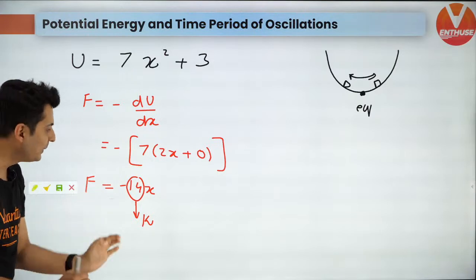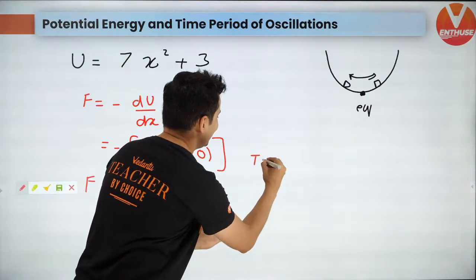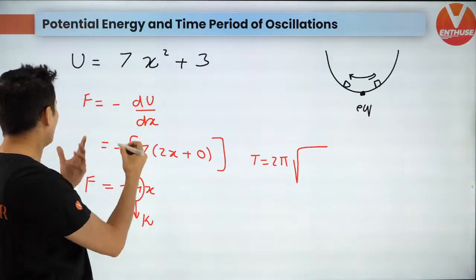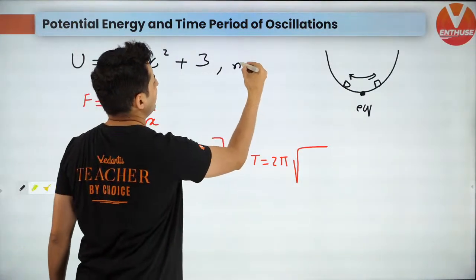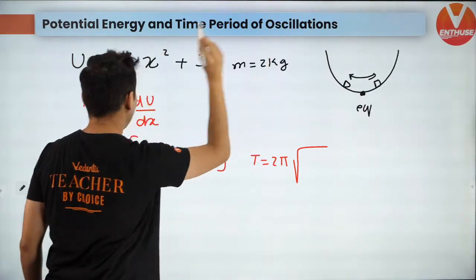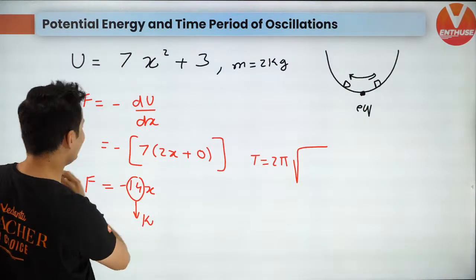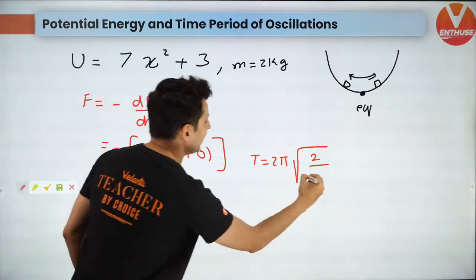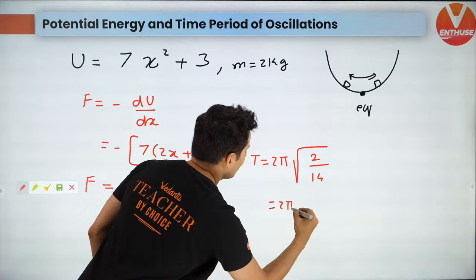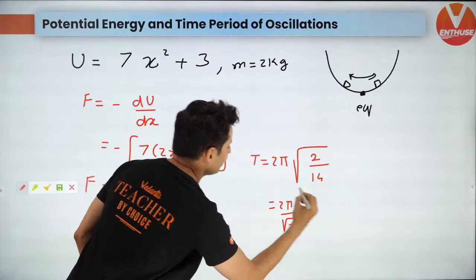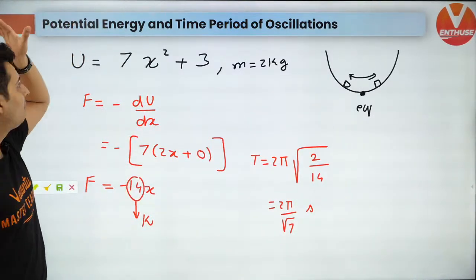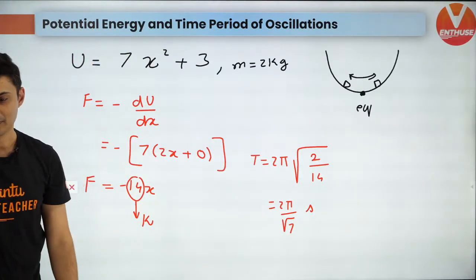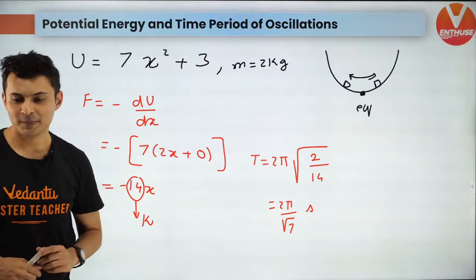Very good. That means I can now find the time period. So that will be 2 pi under root m by k. Oh, the mass should be given. Let's say the mass was given to be 2 kg, for example. So then the time period will be 2 pi root of mass, which is 2, by k. K is 14, and that's it. It will be 2 pi by root 7 seconds. That's how you can find the time period if energy is given.